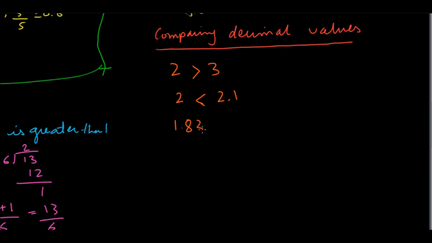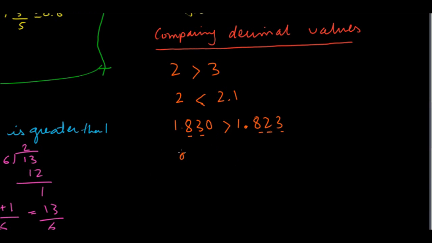So 1.83 and 1.823. Here you have 3 digits after the decimal, here you have 2 digits after the decimal. So how do you compare these where you have different numbers of digits after the decimal? The easiest way is, where you have fewer digits after the decimal, you put a 0 to make up for it, and then compare the numbers as if there was no decimal present. So you are basically comparing 1830 with 1823. Well, 1830 is bigger than 1823. So that's your comparison, right?